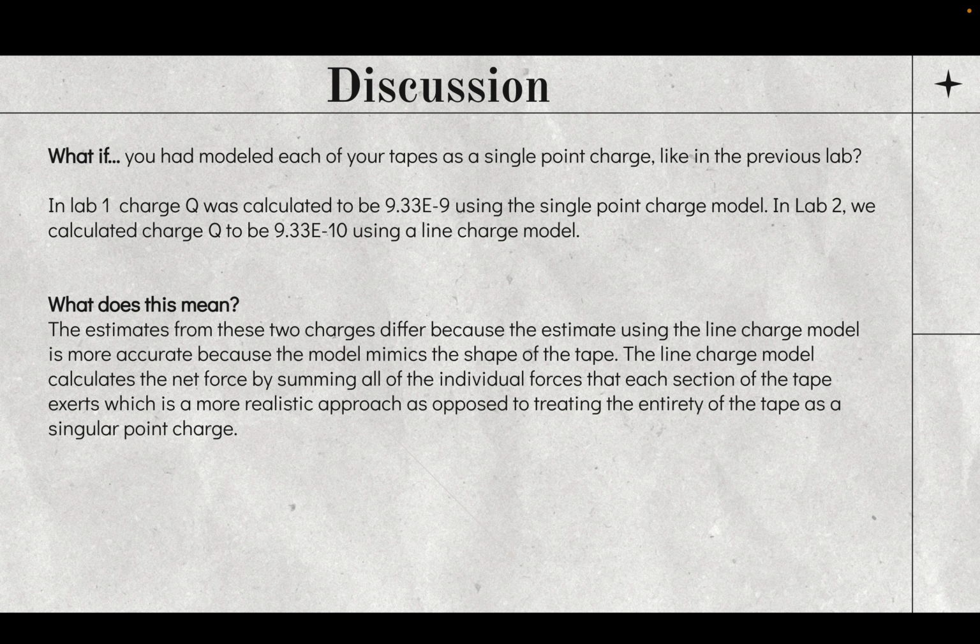That means that the estimate from this lab, which used the line charge model, is more accurate because it mimics the shape of the tape. By using the line charge model, you're breaking up the tape into individual point charges based on each segment of the tape, which gets a better read of the net force that's spanning the tape, as opposed to taking the entire length of the tape and compressing it into one point charge, which doesn't accurately represent the size and shape of the tape.